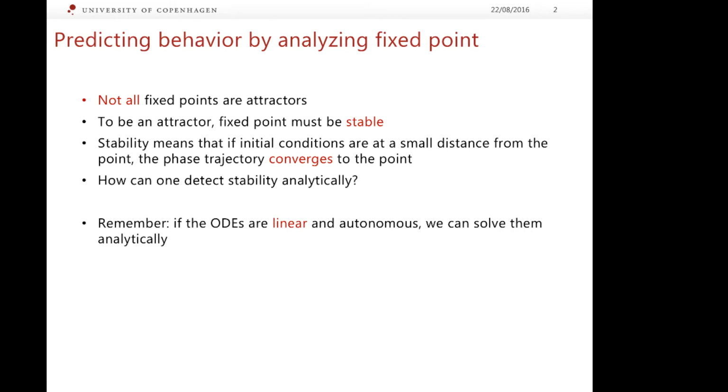Before we do this, let us bear in mind that for linear ordinary differential equations, which are autonomous, we can find an exact analytic solution. With this, you might be wondering, how does this information help us if the dynamical system we're interested in is nonlinear?